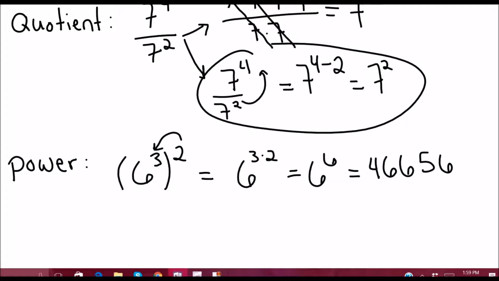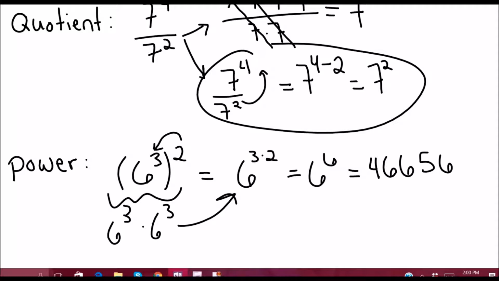And the reason this works is if you actually think of it in terms of the exponent, for this term, we're basically saying we want 6 to the 3 times 6 to the 3. And that's why we're given that.